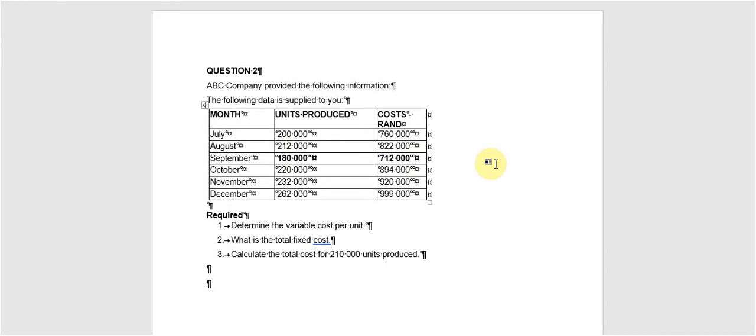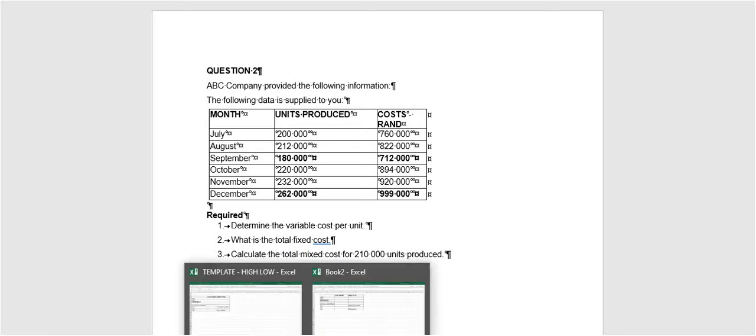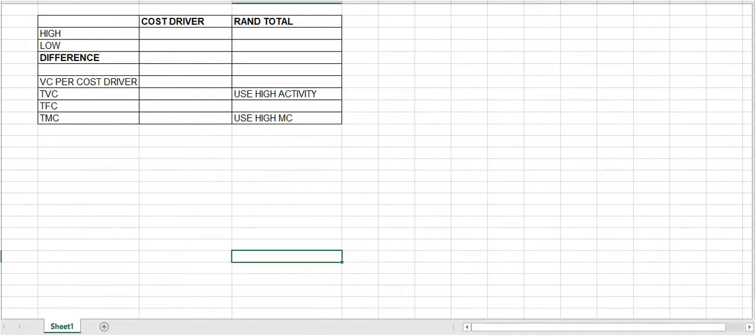If I look at December, it seems to me December was highest: 262,000 units at 999,000 Rand. I beg your pardon. Right, so we're going to calculate the variable cost per unit, and we're going to get to the fixed cost. Then they want to know for 210,000 units produced what the total cost will be, or rather the total mixed cost, of course.